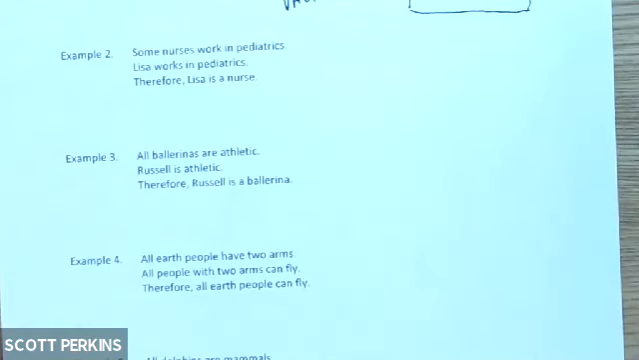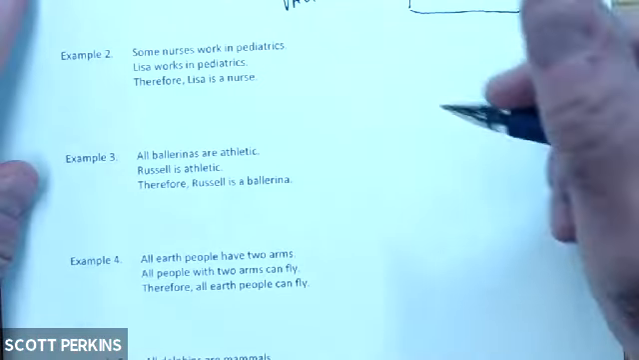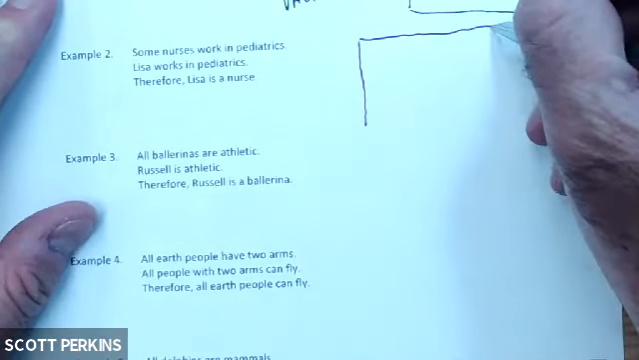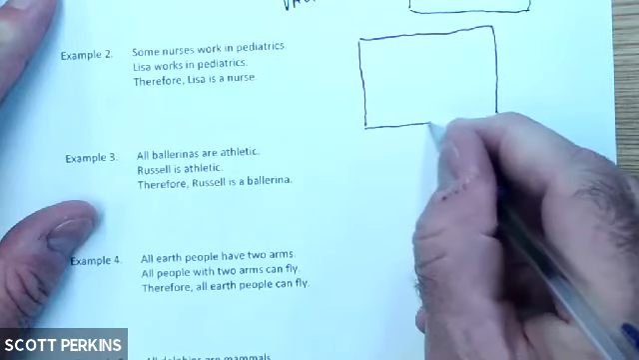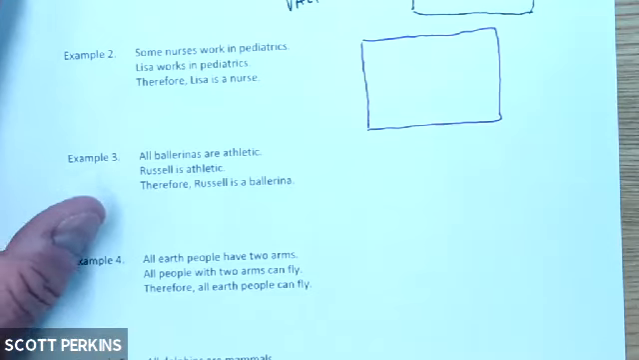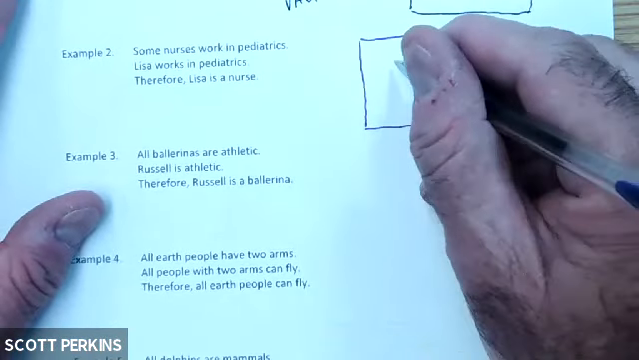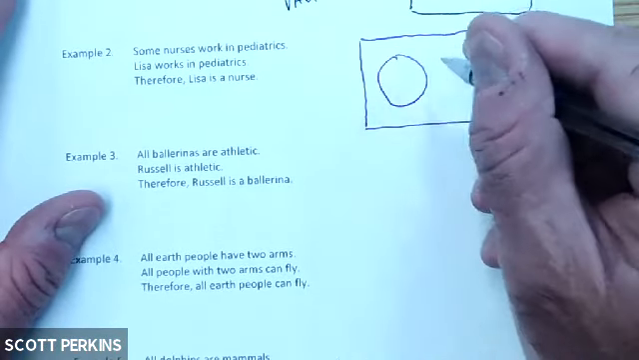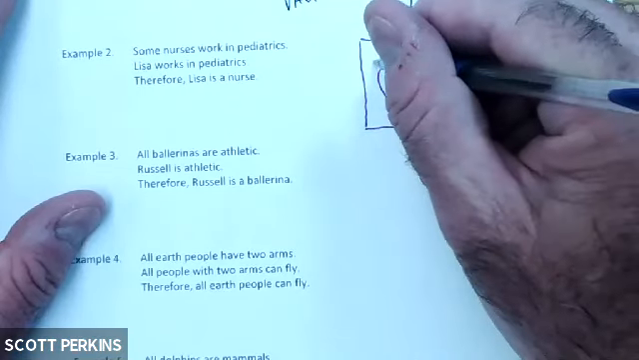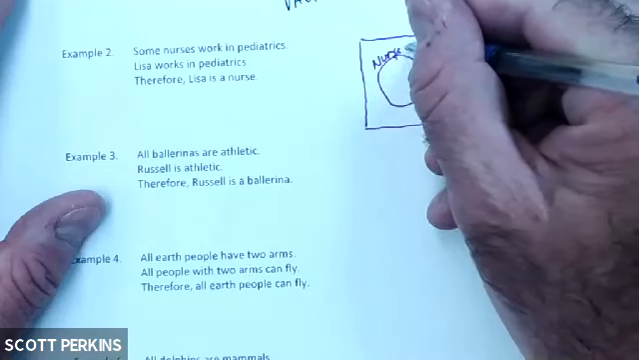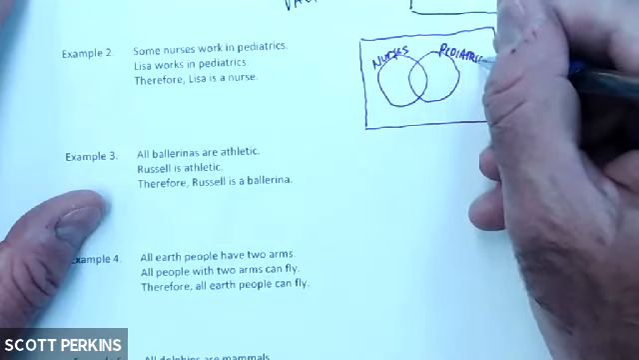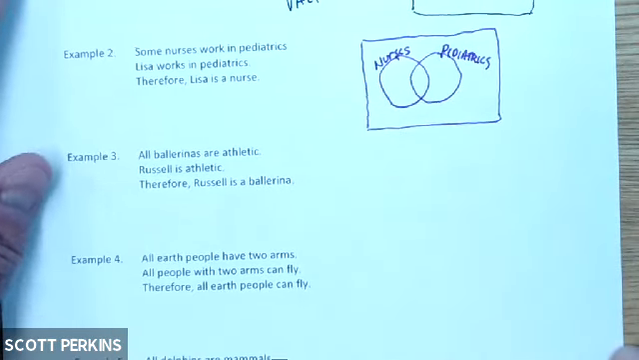All right, let's give this a shot together, and then we'll do another one. So here's my Euler box, nice and purple. The first statement is some nurses work in pediatrics. So this is a some statement, so I'm going to have two overlapping circles. It doesn't matter left or right. I'm going to put nurses on the left and pediatrics on the right. We good so far?